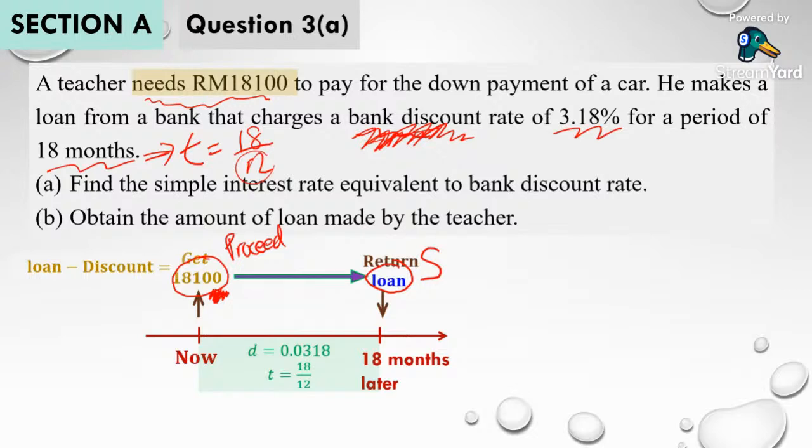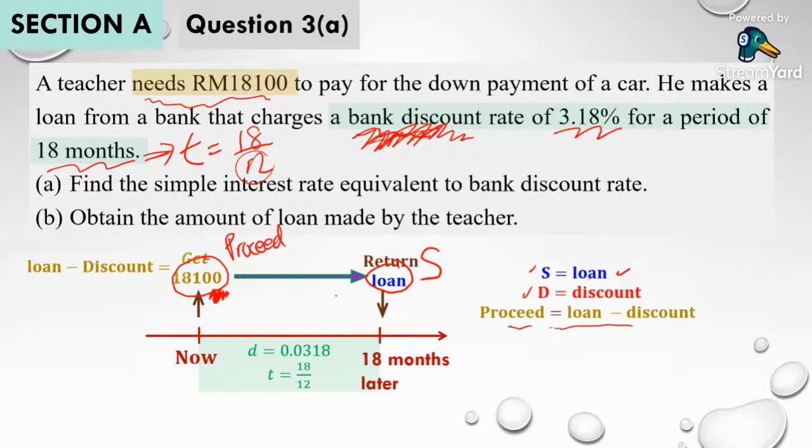As for the relationship between them in notation, S is the loan that we ask for, the amount we ask from the bank. D is the discount from the loan. And lastly, the proceeds are the loan asked for minus the discount. This is the actual amount that we get, the loan minus the discount according to the time frame. So this is a rough idea we should take notes of.